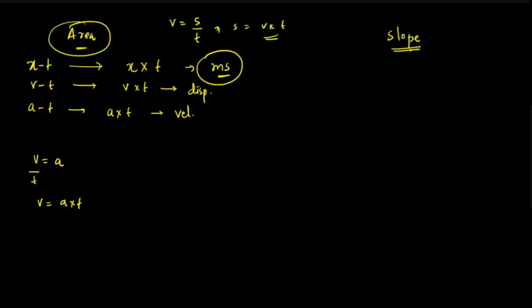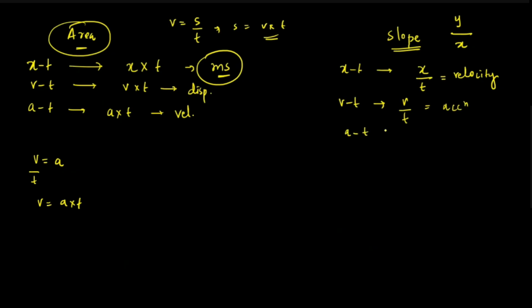Similarly, we are finding slope. Slope means you have to just divide whatever quantity is on the y-axis by whatever quantity is on the x-axis. Again, if it is an xt graph and you have to find the slope, just divide x by t, and we know x by t is nothing but velocity. The slope of an xt graph will give us velocity. If it is a velocity time graph, we have to find velocity over time, and we know velocity over time is nothing but acceleration. So the slope of a velocity time graph will give us acceleration.